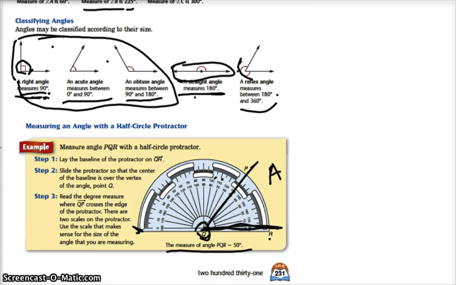So that can be tricky sometimes. Make sure that you are using the right number. So it would be incorrect if you said that this angle was 130 degrees. That would be incorrect.